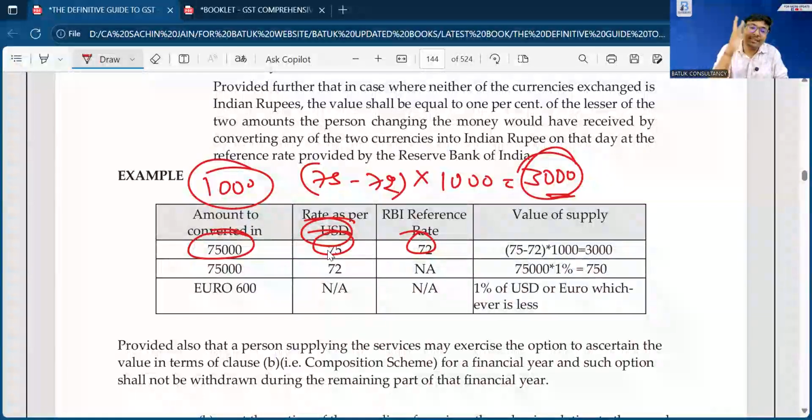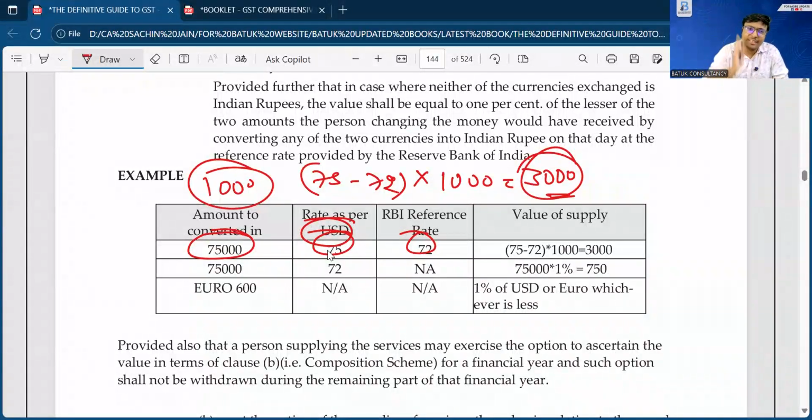Suppose the RBI reference rate is not available. Sir, if you are taking care of any work related to a forex department or any forex agent or broker, in that case these things are very relevant and useful for us. So we just need to keep our eyes on this example as well.